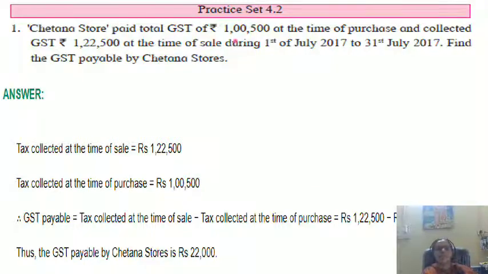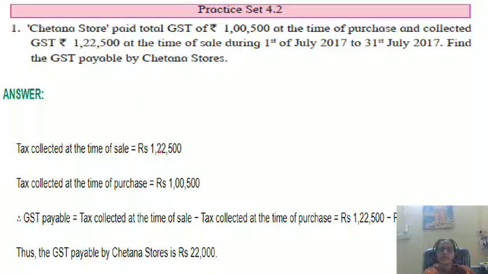Practice set 4.2. Chetna Stores paid total GST of rupees 1,05,000 at the time of purchase and collected GST of rupees 1,22,500 at the time of sale during 1st July 2017 to 31st July 2017. Find the GST payable by Chetna Stores.